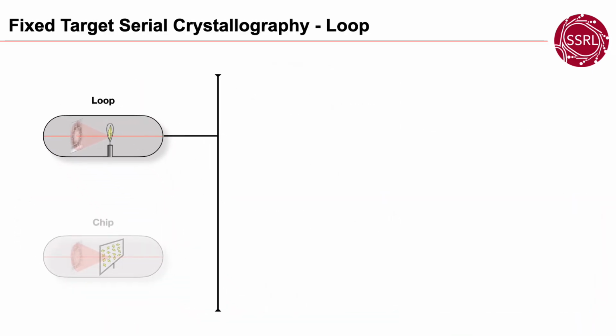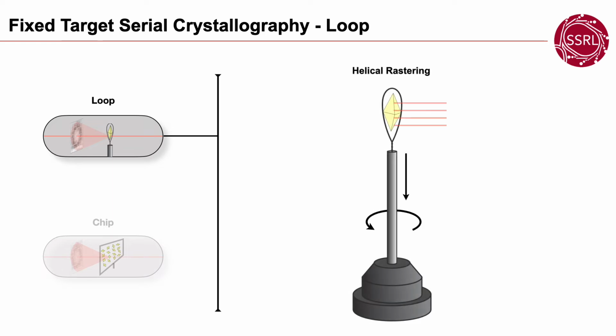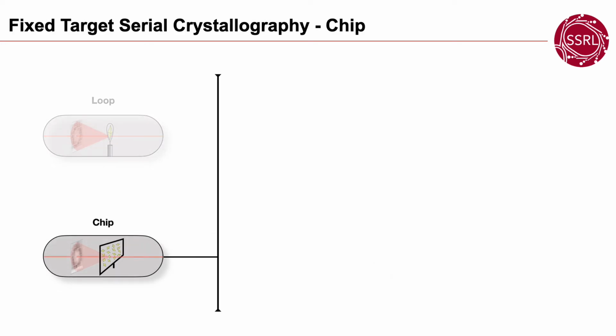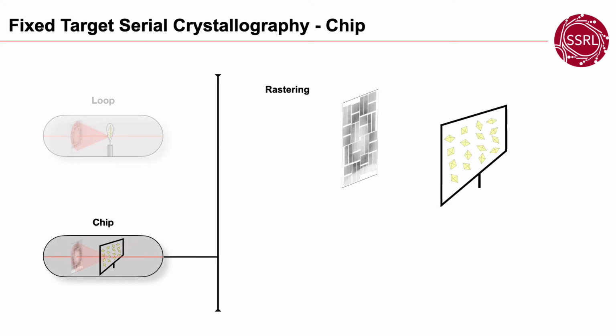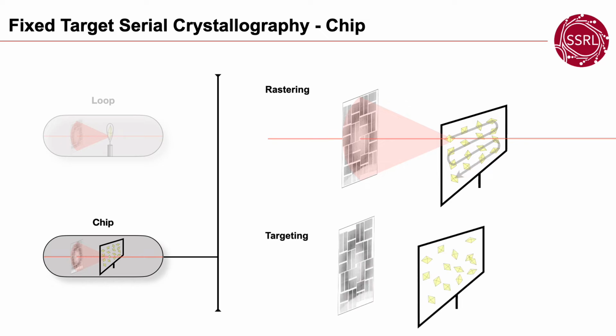The data collection strategy for a large crystal in a loop typically involves so-called helical rastering, where the crystal is translated and rotated before each exposure. For chips, there are two main techniques. One is rastering, where data are collected by exposing points on a regularized grid overlaid over your chip or grid. Or targeting, where crystal locations are pinpointed and crystals therefore can be individually targeted. This is the slower of the two approaches, but it yields nearly 100% hit rate.